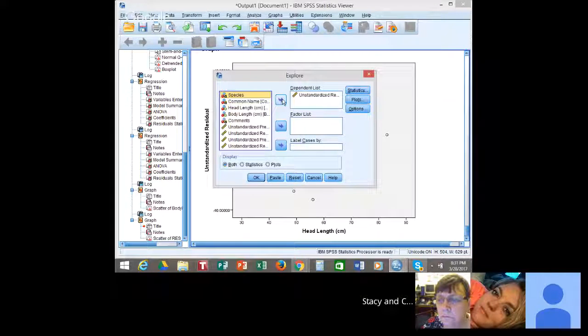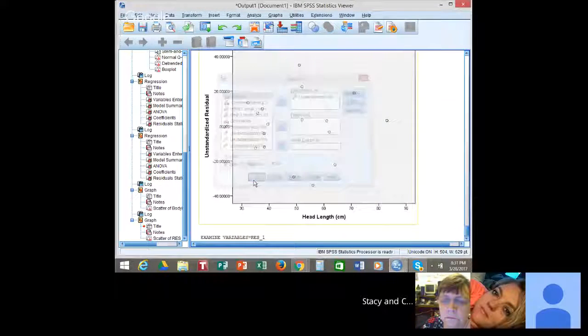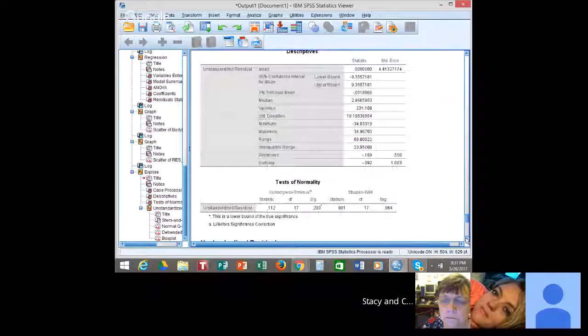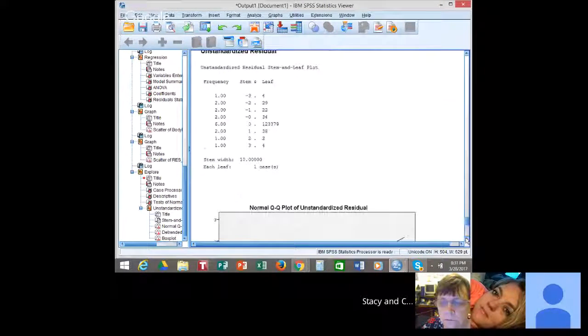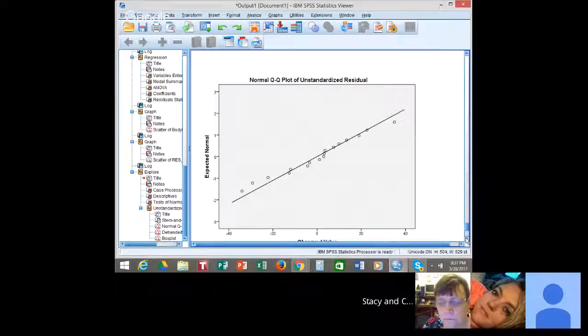So you just put in the dependent list, the unstandardized residual, go to plots, click on normality plots with test, hit continue, and OK. And that should give us our QQ plot. And it also looks normal. So we have a normal error term.